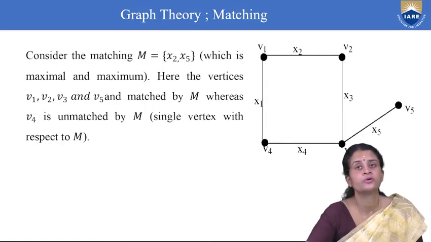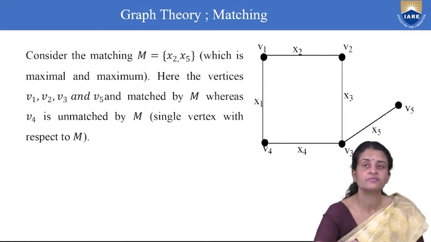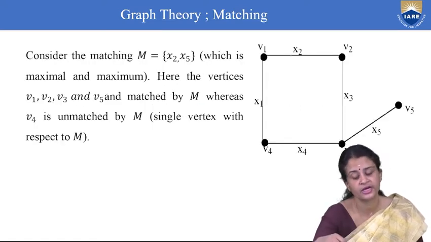Okay. Now going to another example. Consider the matching here. Here we are given a graph with 5 vertices, V1, V2, V3, V4 and V5. And now considering this X2, X4.